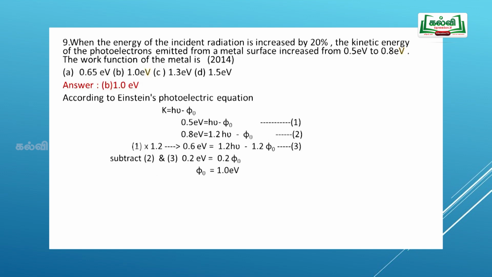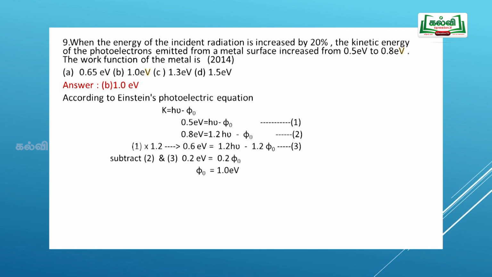Let's move on to the next question. When the energy of incident radiation is increased by 20%, the kinetic energy of photoelectrons emitted from a metal surface increased from 0.5 electron volt to 0.8 electron volt. The work function of the metal is, this is a question in the competitive exam 2014, option A is 0.65 electron volt, option B is 1 electron volt, option C is 1.3 electron volt, option D is 1.5 electron volt. The answer is option B, 1 electron volt. Let's see how it is 1 electron volt.